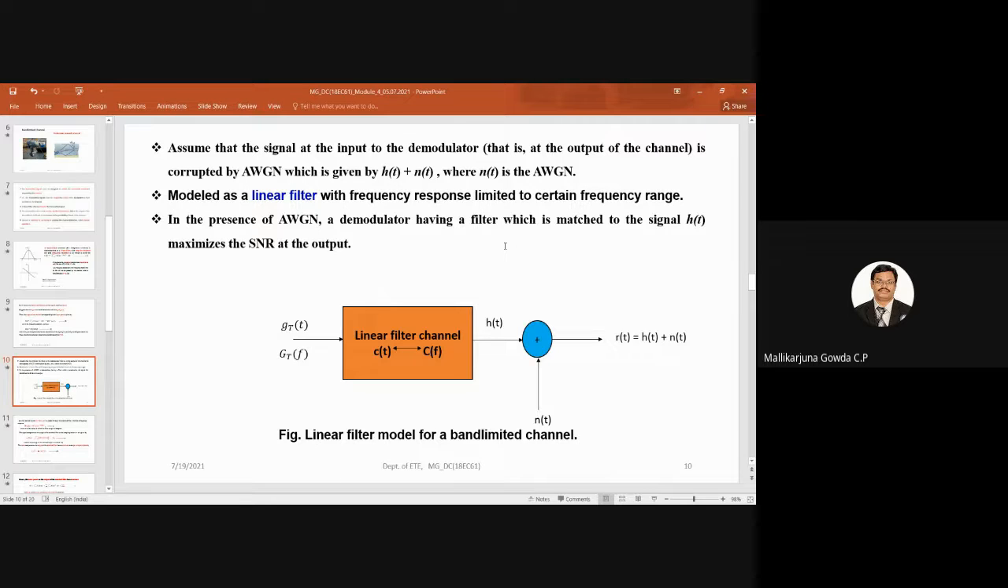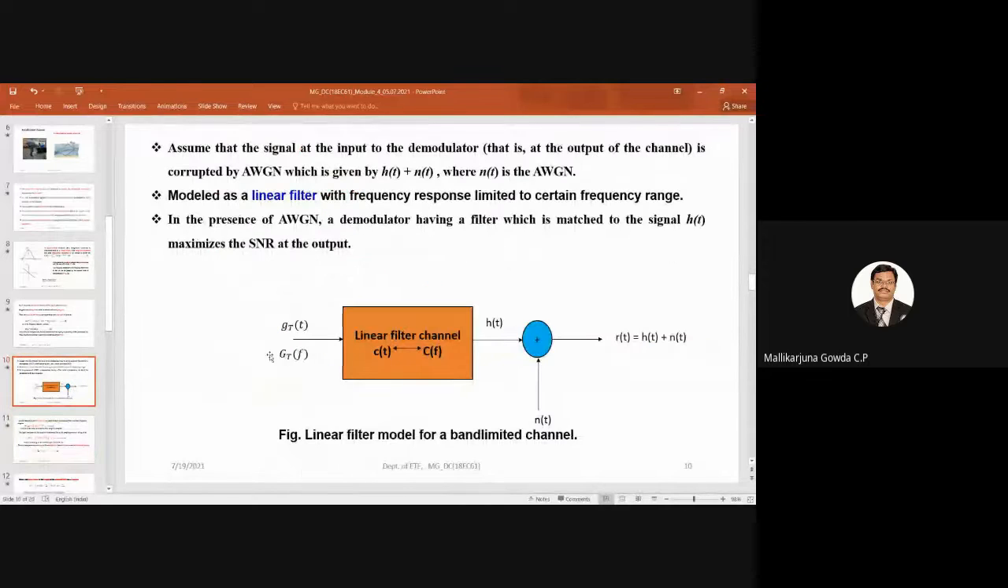what is the first block? The first block is an LTI system, and what will be its impulse response? You know the impulse response of the matched filter. Then you are sampling at t equal to capital T, then you will get the output, by taking the maximization of that. So that is what I am saying here: a demodulator having a filter which is matched to the signal h(t) will maximize the SNR at the output.